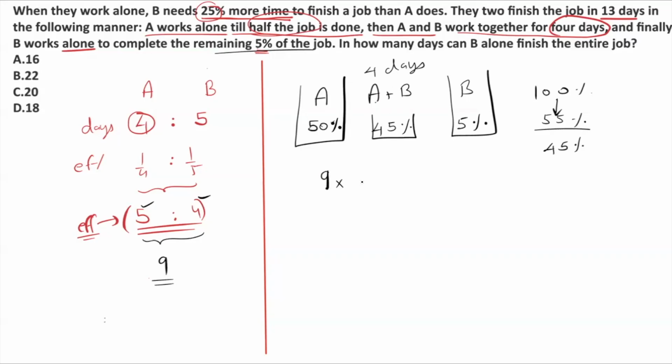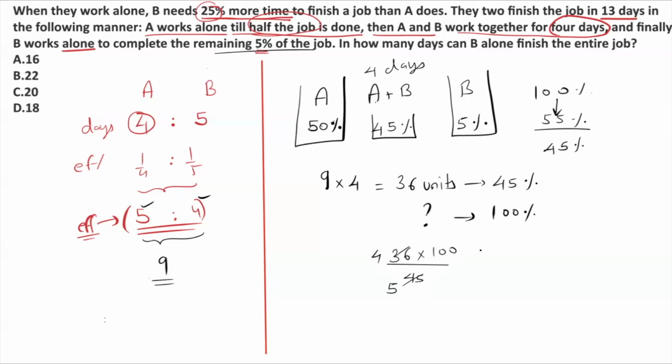And like that, they are working for 4 days. The total work they have done is 9 into 4, 36 units. And this 36 units is actually 45% of the work. From here, I can find out how much will be 100% of the work, right? When you cross multiply, you will get the total amount of work: 36 into 100 divided by 45. So this will be 9 fours are 36, 9 fives are 45. 400 upon 5 is 80. So 80 units of work is your entire work.